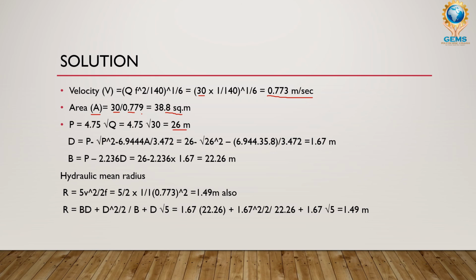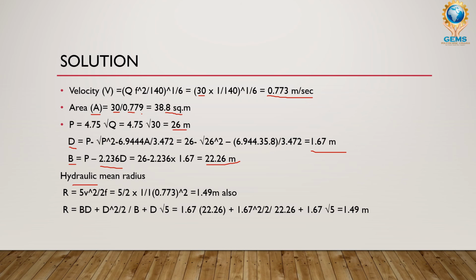Then you are going to put it in the D formula. What is the D formula? D is equal to P minus root P squared minus 6.944 A divided by 3.472. After substituting here you find the value for D. Similar to that you are going to substitute the D value in B. B you know is P minus 2.236 D. So after substituting this you are going to get the value as 22.6 meter.